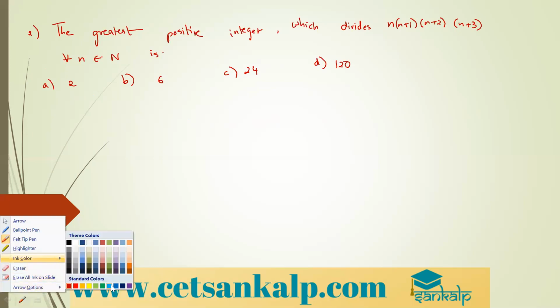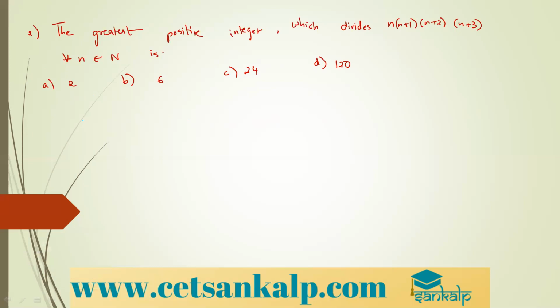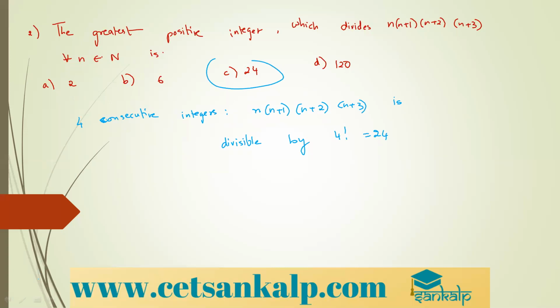Now again you can see we have consecutive integers. We have 4 consecutive integers. What are they? First is n, then next n plus 1, n plus 2, n plus 3. That means it will be divisible by 4 factorial, that is 24. So option C will be correct.